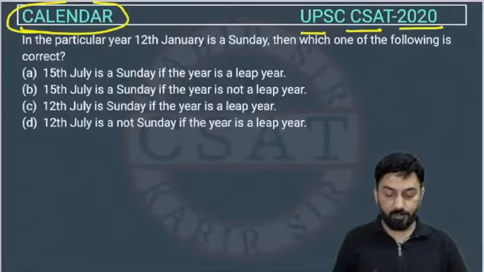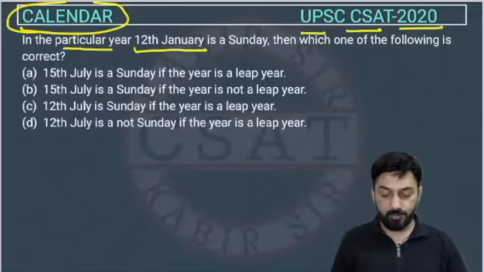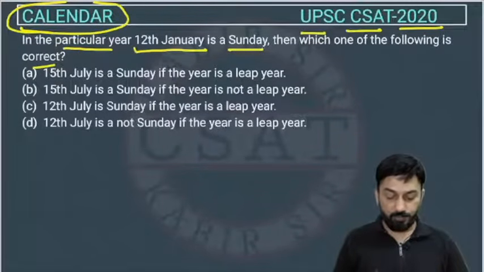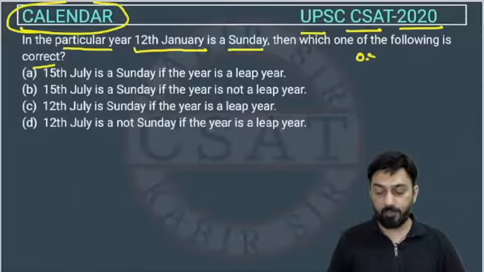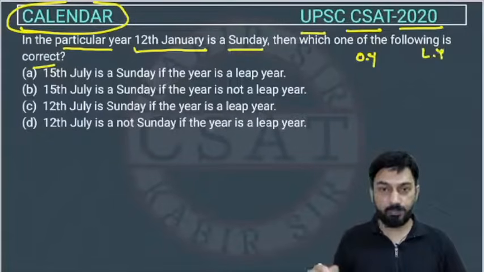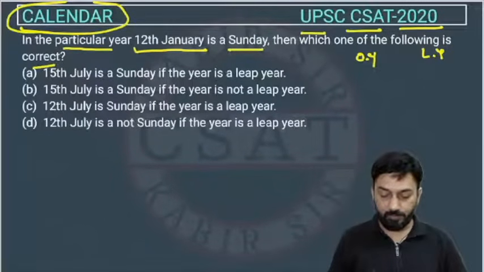In a particular year, 12th January is Sunday. Then which one of the following is correct, right? 15th July is a Sunday. So this question is talking about any particular year, right? If suppose there is any year, we don't know which year this is. This is an ordinary year or a leap year, this information is not given, right? So what have they given? They have given that on 12th January, there is Sunday, right?